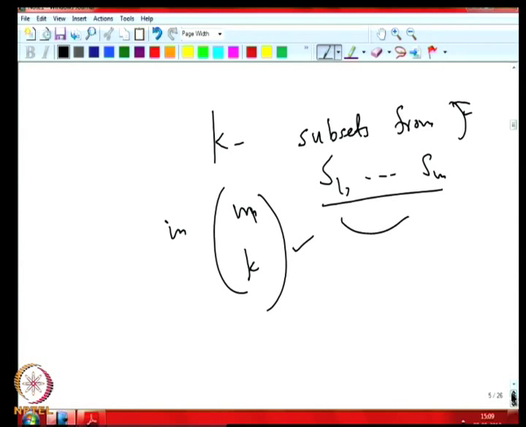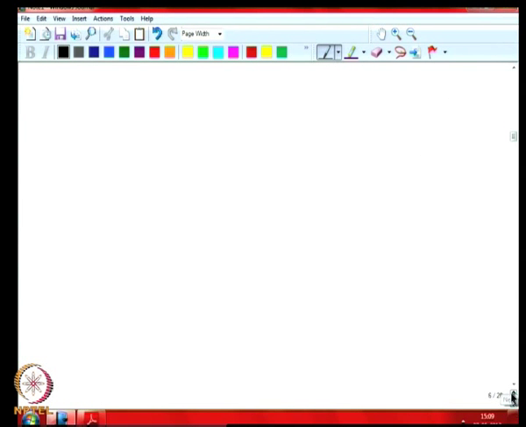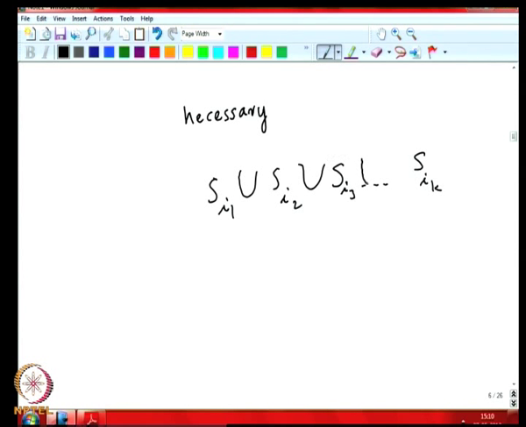Hall's condition says for all subsets, that means any possible subset you should consider. There are 2 raised to m possible subsets. So every subset should work, including phi. For phi it is trivially true because N of phi is empty, and 0 is greater than or equal to 0. Now note that this is a necessary condition, very simply. Why? If it is not met, there will be some k subsets, say Si1, Si2, Si3, up to Sik, such that if I take the union of them, the cardinality is strictly less than k. What does it mean?